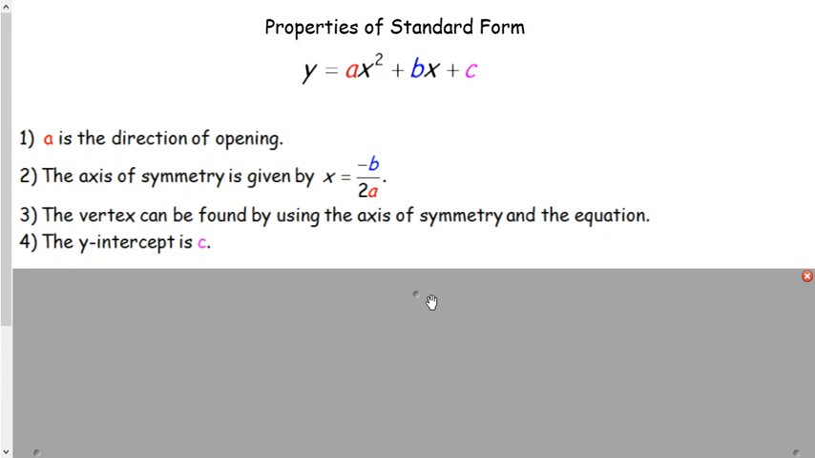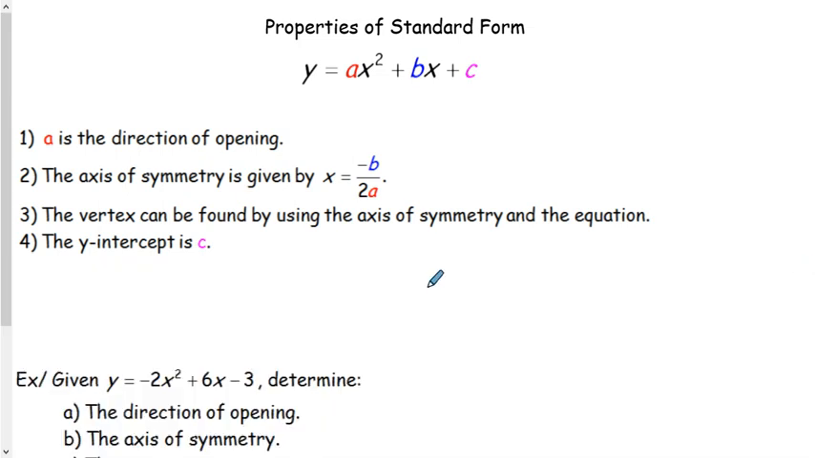Of course, we can find the vertex by using the axis of symmetry and then subbing that value for x into the equation to get our y value. And our y-intercept is always c, because when we put in 0 for x, the other terms disappear, and all we're left with is that number at the end. Okay, so this is going to help us in solving a question.